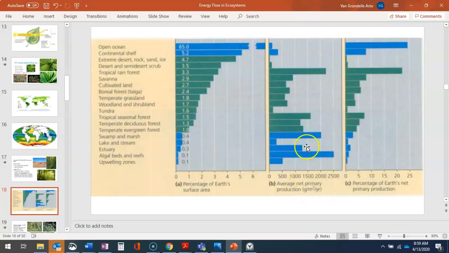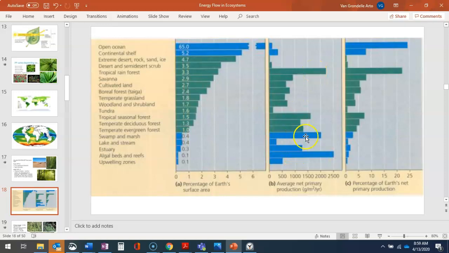And B, this graph is what we care about. Average net primary productivity, in grams per meter square per year. So that's grams, that's weight. That is biomass. And you can see algal beds are the most productive. So algae is really efficient. In reefs, the algae is the primary producer. Algae and corals, they're symbiotic with coral polyps. So that's quite something. And then, as can be expected, tropical rainforests are very productive.